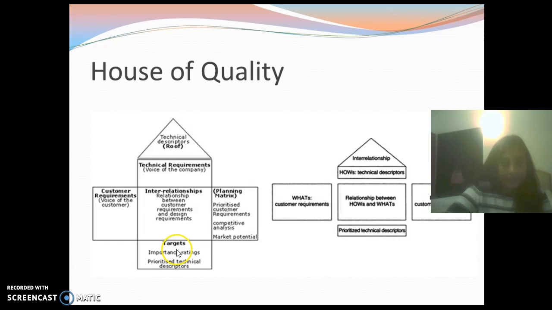Next we come to the planning matrix. This is used to evaluate the position of the business with respect to competitors. Lastly, we have the targets. This is important because it has different rating scales. So you can see over here that it takes into account the what and the hows, and it comes up with the relationship, then it comes up with the interrelationship, the technical descriptors, and the prioritized customer requirements.